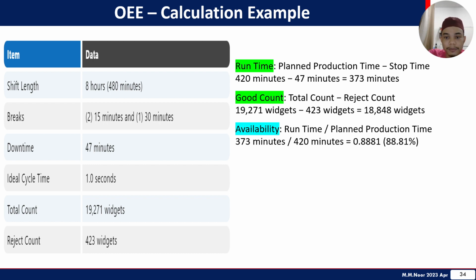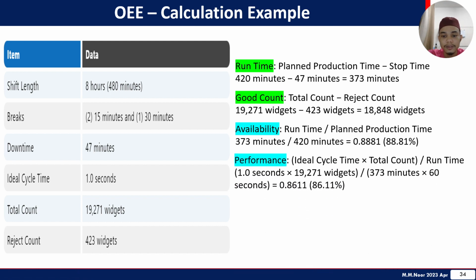Availability: runtime divided by planned production time. Runtime, we just got the runtime. Runtime divided by planned production time, where for planned production time we minus the breaks. For performance, ideal cycle time times total count divided by runtime.